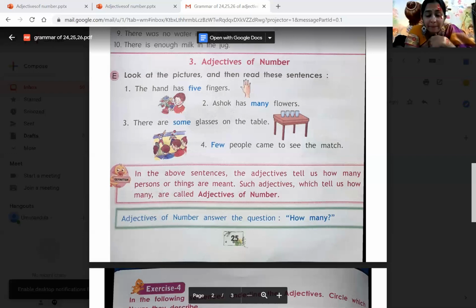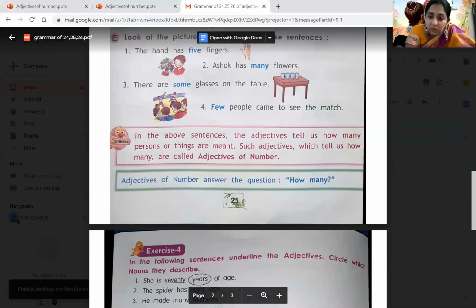Fourth one, few people came to see the match. Few people. How many people? Yes, you can count those people, only few. So that time it comes as an adjective of number only. So in the above sentences, the adjectives tell us how many persons or things are meant. Such adjectives which tell us how many are called adjectives of number, children. That answers the question how many.